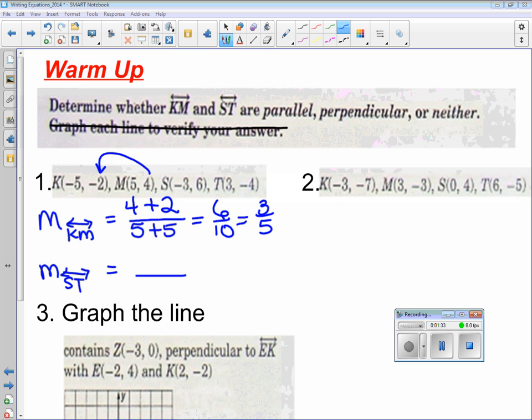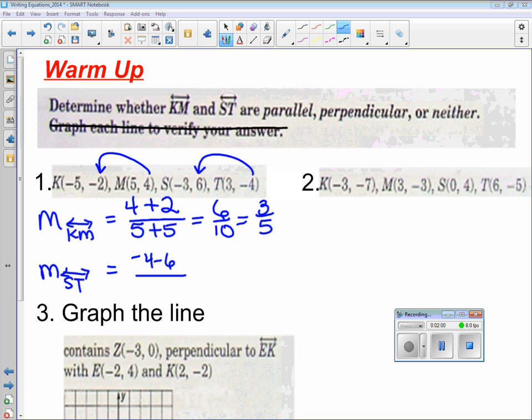And again, we're using the same formula. So Courtney, can you read that and tell me what numbers would go into there? We've got to do the y's. So what are the y coordinates? Because y's go on the top, right? That's actually a negative 4. So negative 4 minus 6. And then what would go on the bottom?